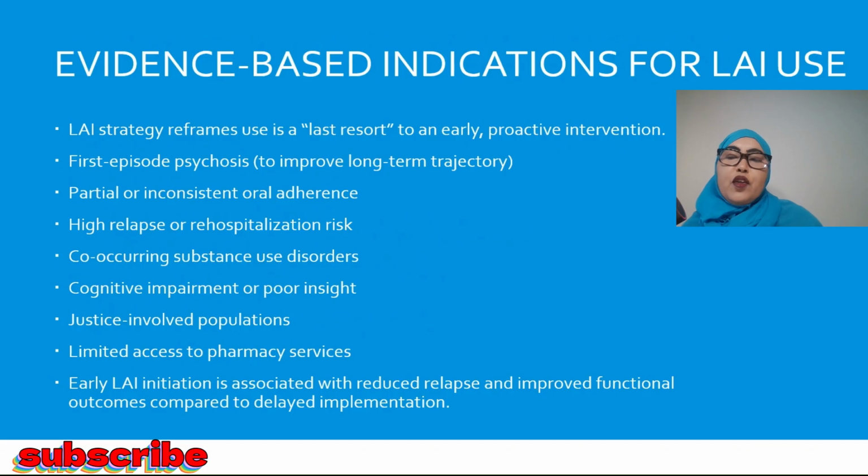Evidence-based indication is for long-acting injection use. Long-acting injection use strategy reframes use from a last resort to an early, proactive intervention. So it is a last resort if the patient is taking their medication, following the treatment plan, and you can control their symptoms without it. Then you shouldn't be using that. But they are the last resort.